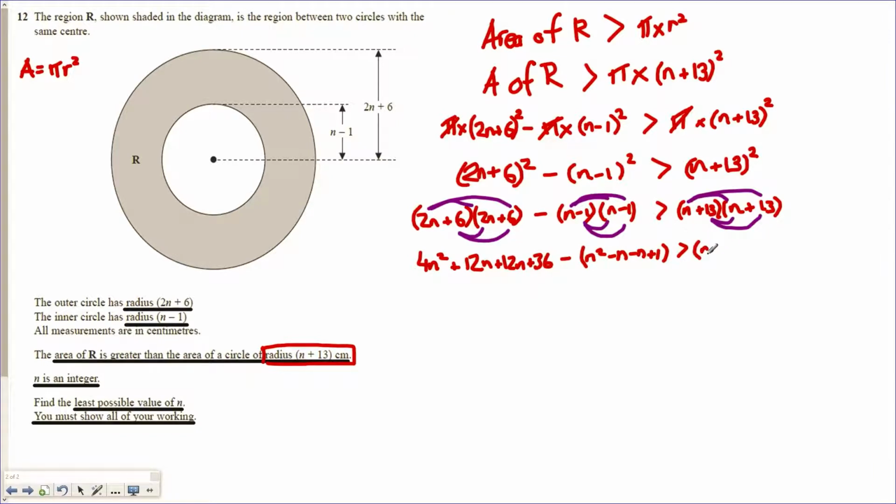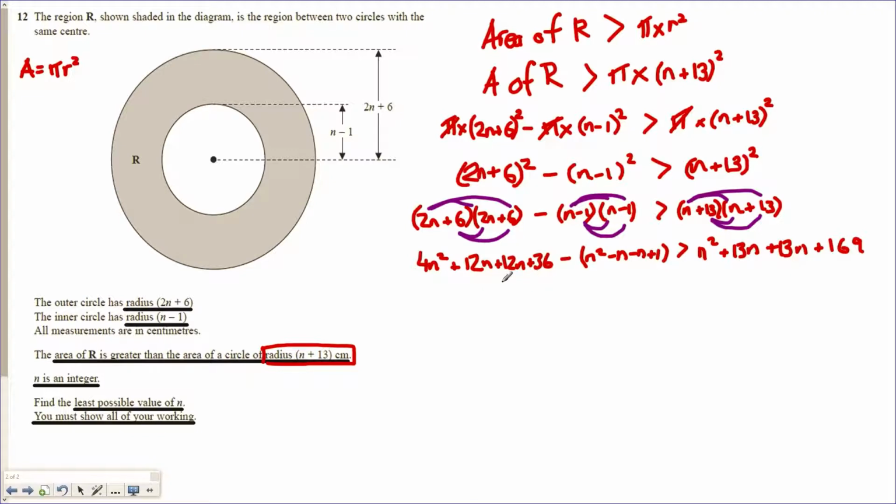This one's going to be, oh, I don't need that bracket there. So n times n is going to be n squared. N times 13 is 13n. 13 times n is 13n. And 13 times 13 is 169. So what I'm going to do now, I am going to sort this bracket out here.